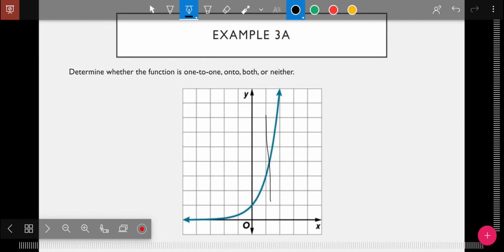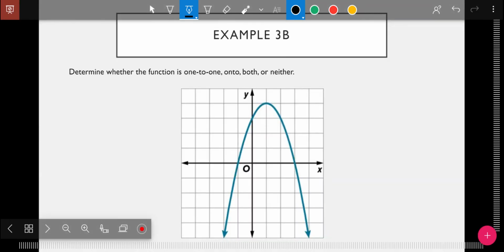How about this one? And we're not going to worry about domain and range here. Let's just worry about onto or one-to-one or both or neither. So vertical line test. Does it pass it? Yep. So it is one-to-one. Is the range all reals? Well, it goes up forever, but as it goes down, it kind of levels out. So it doesn't go down forever. And so it's not onto. It is just one-to-one.